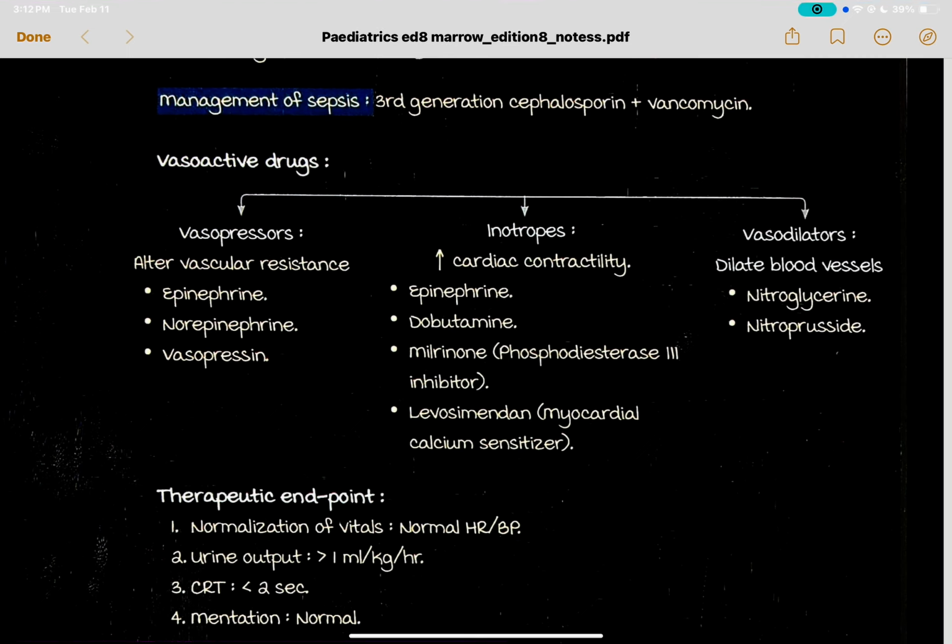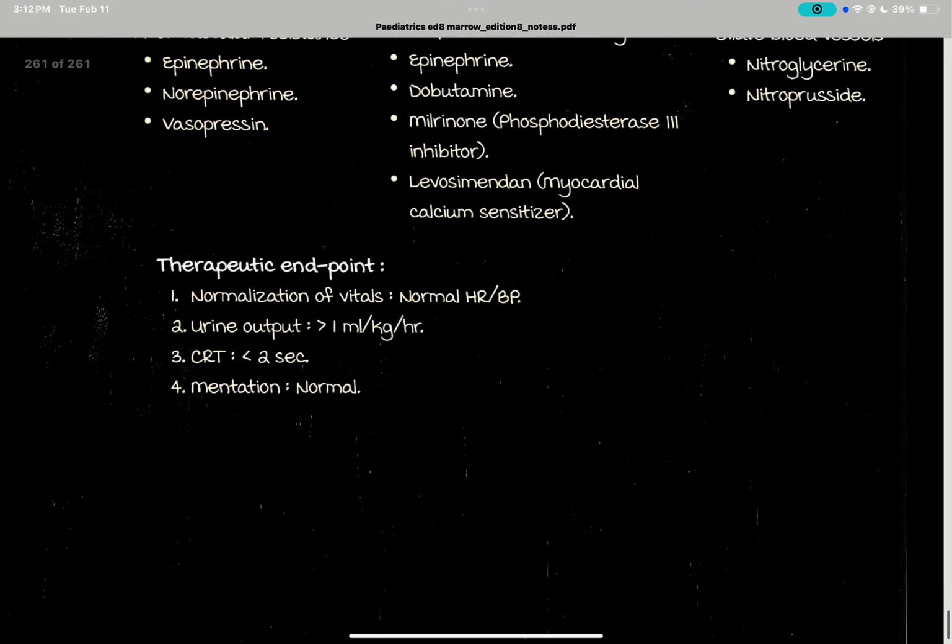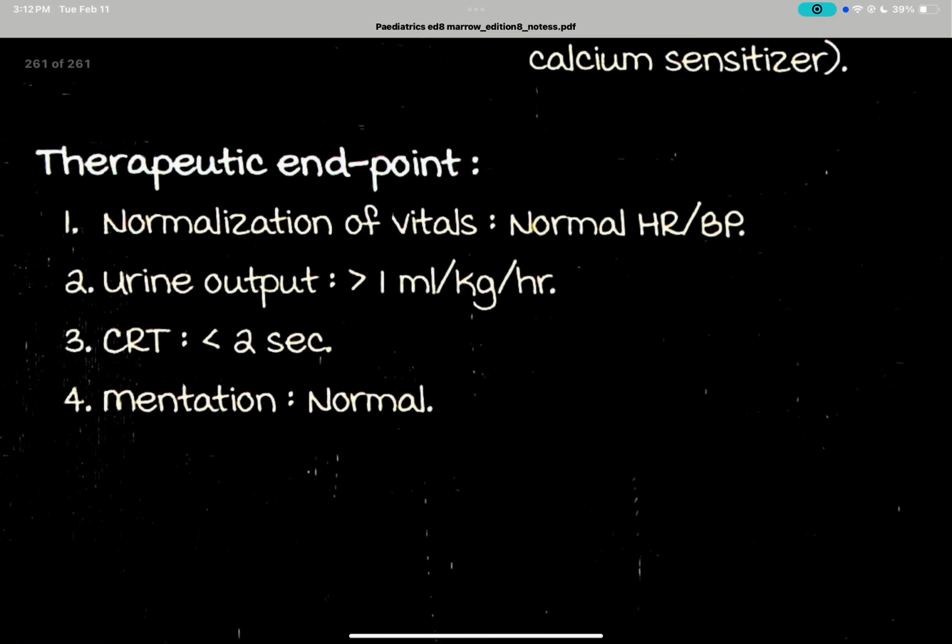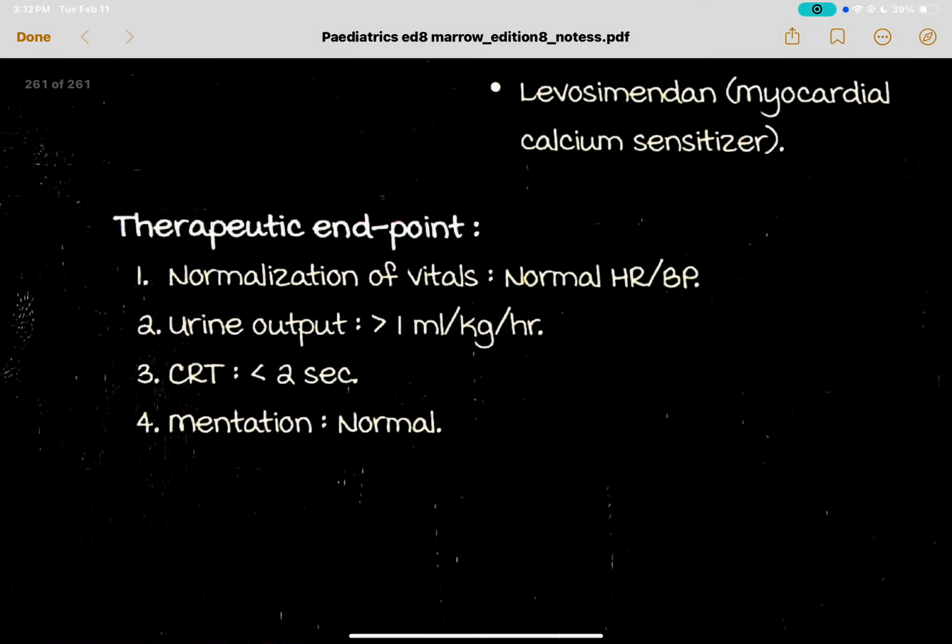Vasodilators dilate blood vessels: nitroglycerin, nitroprusside. Therapeutic endpoints: normalization of vitals, normal heart rate and blood pressure, urine output more than 1 ml per kg per hour, CRT less than 2 seconds, and normal mentation.